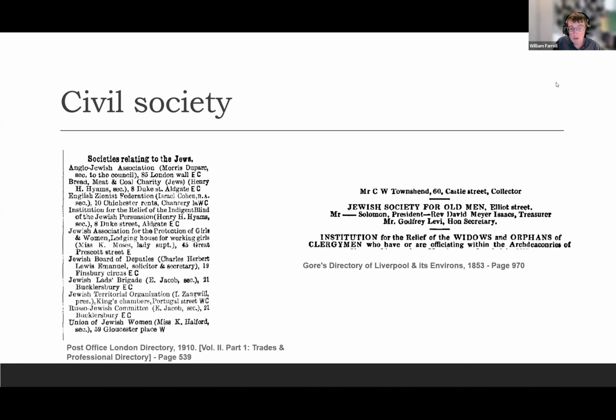They're also good for general civil society, charities, membership societies, and so on. They started to be listed from the mid-19th century, and the listings grew. What's being listed is usually either the head office, where the secretary or chairperson lived, or with hospitals and so on, where the main hospital was.